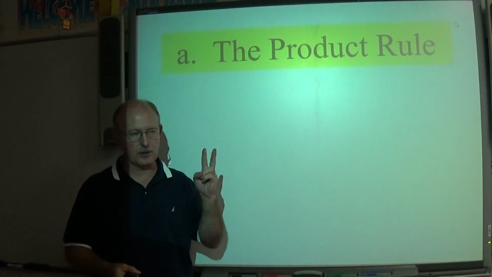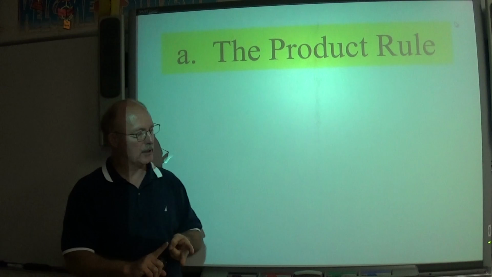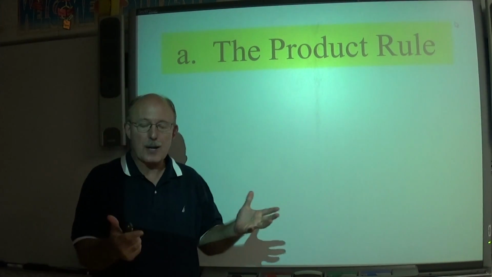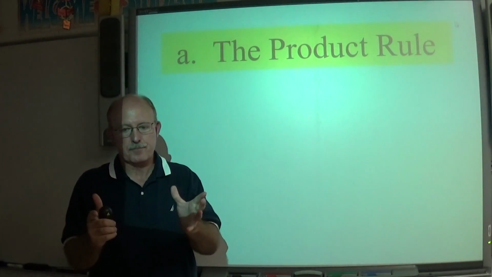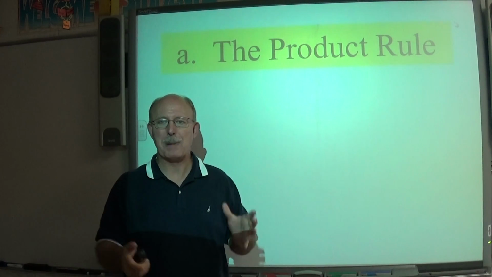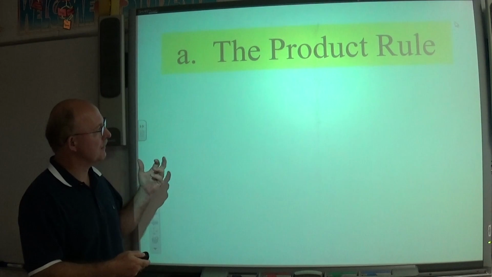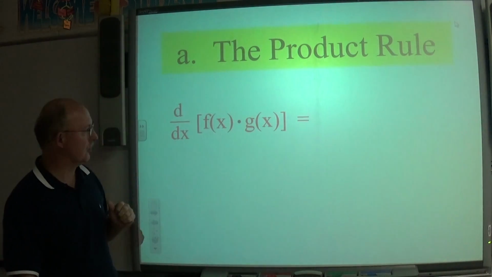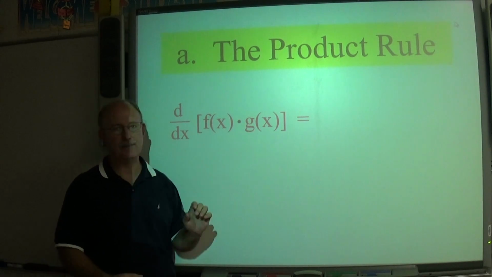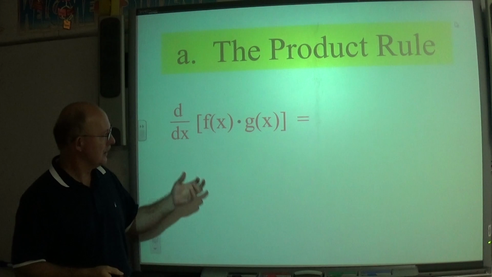This is our second major rule for derivatives. We've already looked at the power rule, and this is the product rule. The product rule involves a function where you have two functions being multiplied together. Let's see how we go about finding the derivative of a product of two functions. You have the derivative of f of x times g of x, where f of x is one function and g of x is the other function.